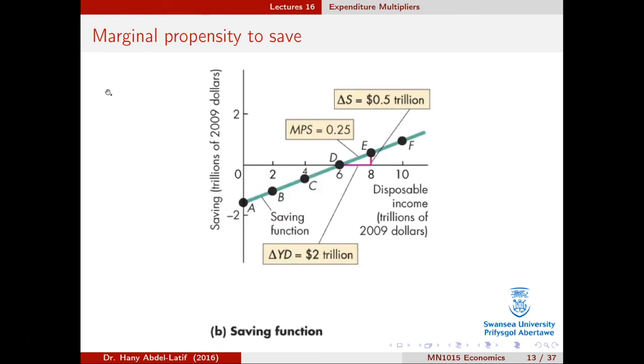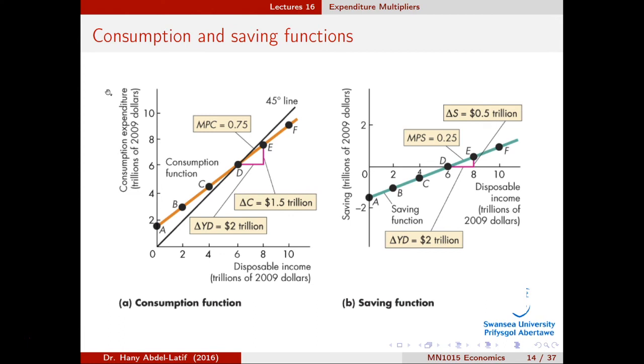We could, in the same way, calculate the marginal propensity to save from the graph by calculating the slope between any 2 points. As I said, because this is a straight line, it doesn't matter which 2 points you look at. In this case, we're looking between G and E, and the change in savings was 0.5 and the change in income was 2. So 0.5 divided by 2 gives us 0.25. And that is the marginal propensity to save. And these are two together.